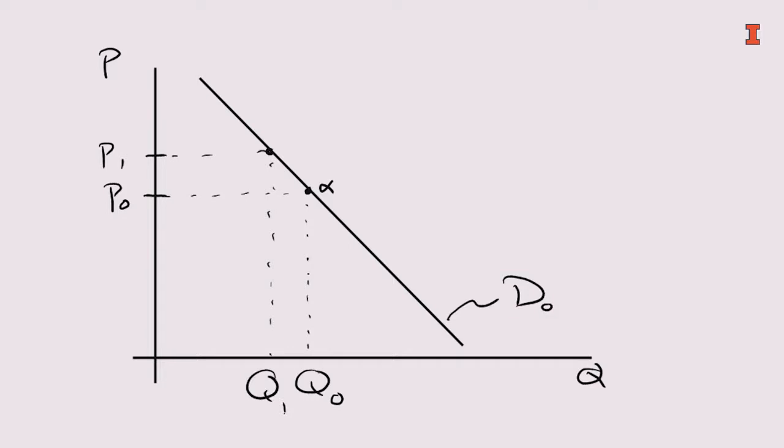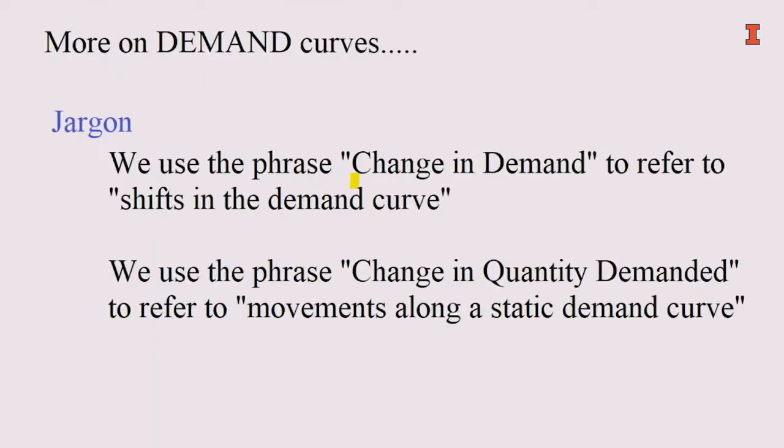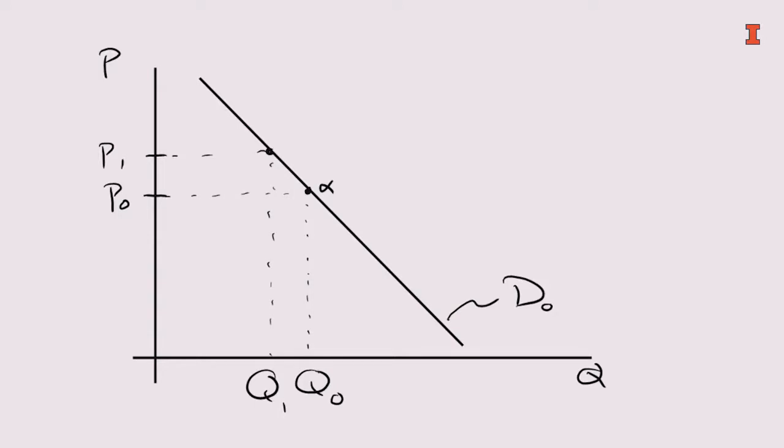This difference, to us in terms of jargon, is a movement along a curve. Okay, it's a movement along a static curve, so we call that a change in quantity demanded. The movement from alpha to beta, which we'll accentuate here by drawing a red line on here. The movement from alpha to beta is a movement along a static curve, okay? And that we would say is a decrease in quantity demanded. Quantity demanded drops from Q0 to Q1 along the curve.